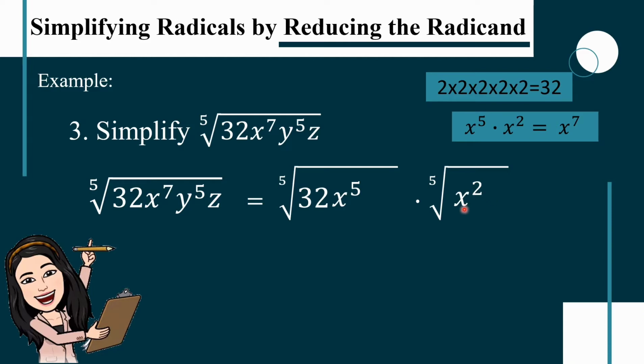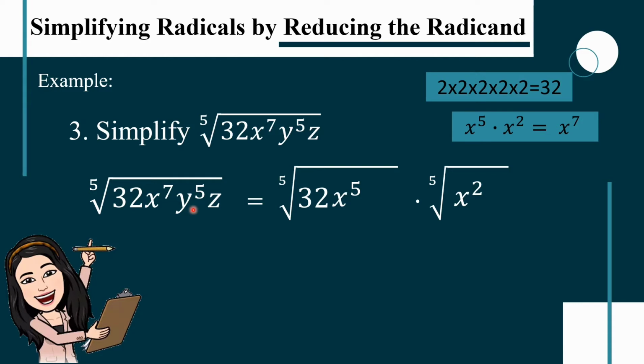Kaya nandito siya. Titigil lamang po tayo kapag ang ating exponent ay mas mababa na sa ating index. So, ang x raised to 7 ay mas malaki pa sa ating index kung kaya't alam natin na meron pa itong factors in which ang isa ay perfect fifth root. At yun na nga ay ang ating x raised to 5 at ang ating x raised to 2. Okay?